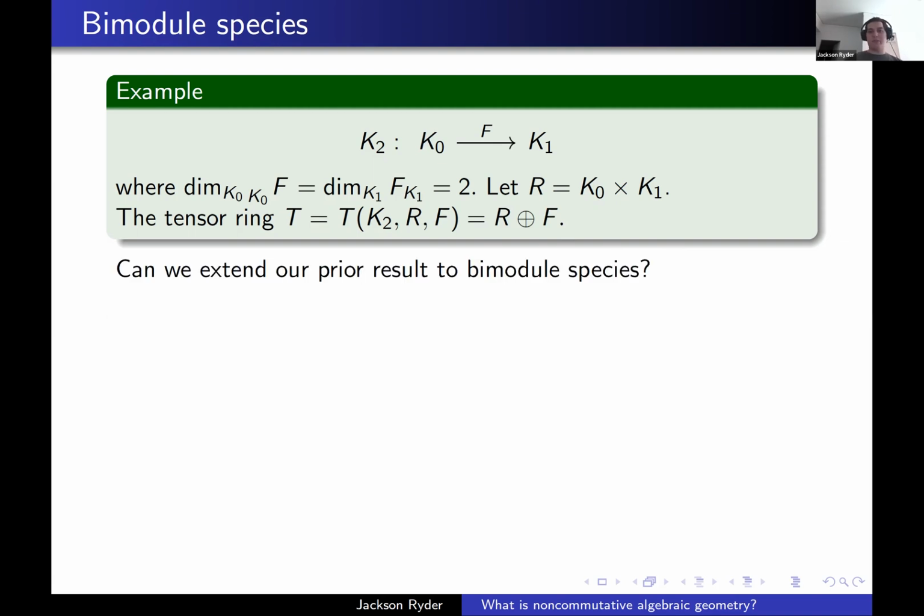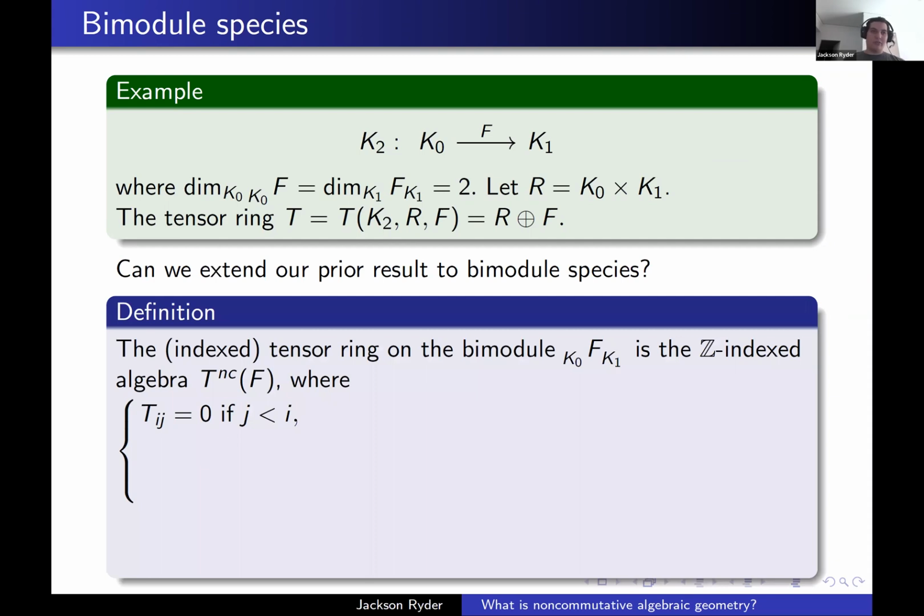Cool. So now we want to know if we can do some sort of tilting like we did before to study these tensor rings and these bimodule species using some algebro-geometric objects. And in fact, we can. So before, remember, we took the vector space determining or counting the edges basically, and we looked at the symmetric algebra over it. So now we're going to do a similar thing, but we want a non-commutative symmetric algebra, as counterintuitive as that sounds. So we're going to start by defining the index tensor ring.